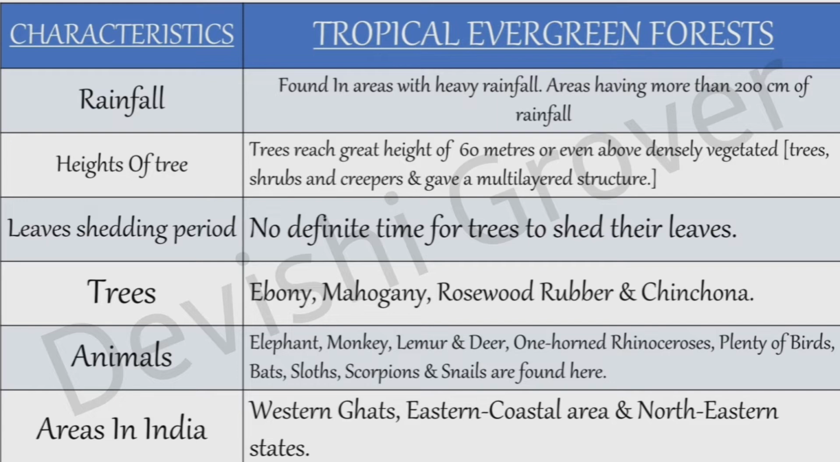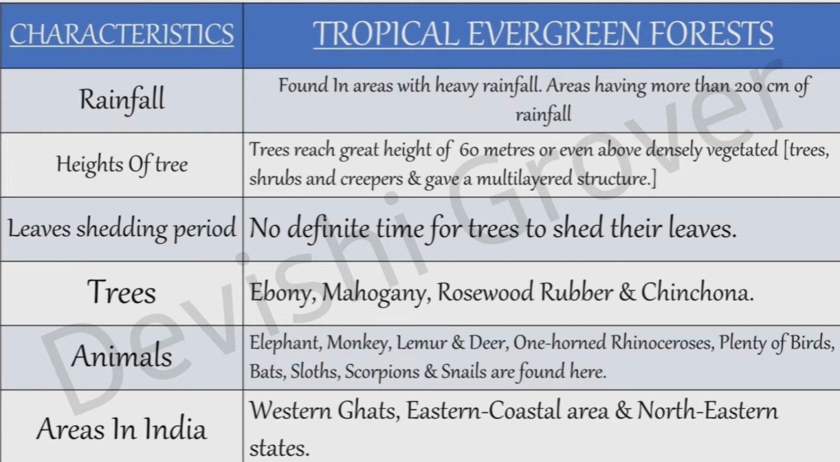Now let's talk about the heights of these trees. These trees reach a great height of 60 meters or even above, with densely vegetated trees, shrubs and creepers. They also have a multi-layered structure. Leaf shedding period: there is no definite time for trees to shed their leaves. Trees are found in every forest, so how could we miss it here? Trees found here are ebony, mahogany, rosewood, rubber and cinchona.